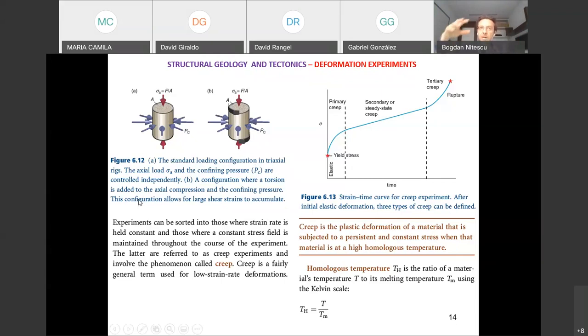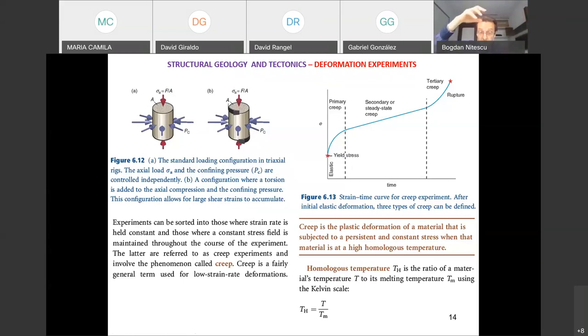And for these experiments, a standard way of doing it is what's called a triaxial rig. A triaxial rig means an apparatus where you put a sample, which is usually a cylinder. And around the cylinder, there is a metal jacket, because you have to have some control on this sample. You don't want it to go in a certain direction. And a triaxial rig allows you to apply three stresses.